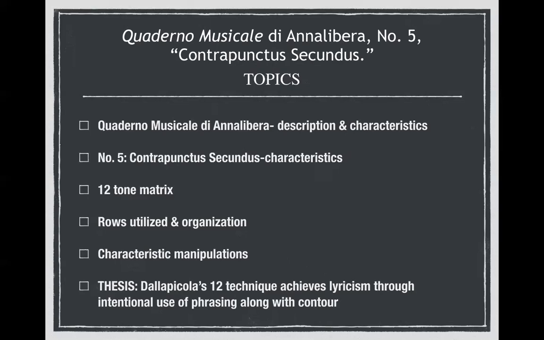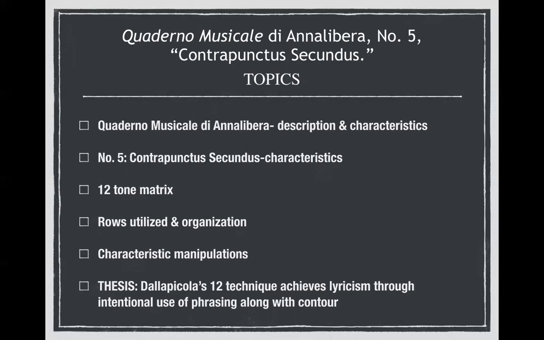Now, looking specifically at Quaderno Musicale di Annalibera, number 5, Contrapunctus Secundus topics. I do want to take a little bit of time to go over what the Quaderno Musicale di Annalibera is specifically, and how this piece fits into it. So, a description and characteristics of the piece at large.